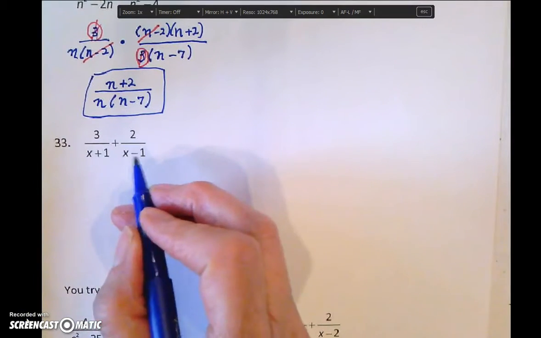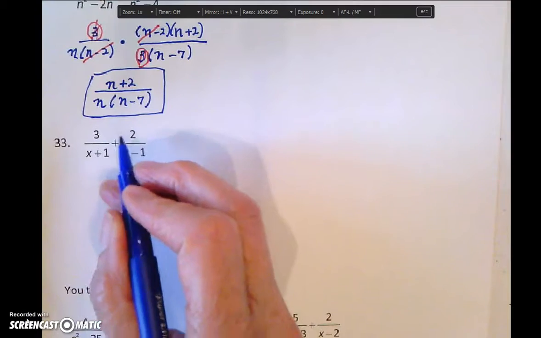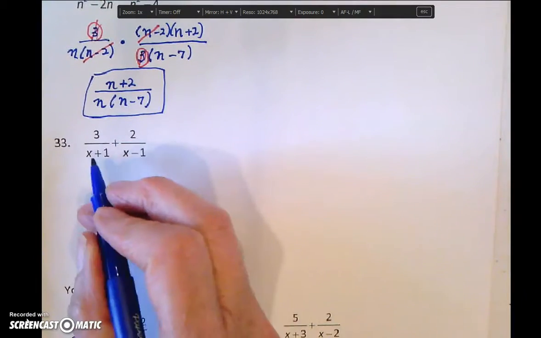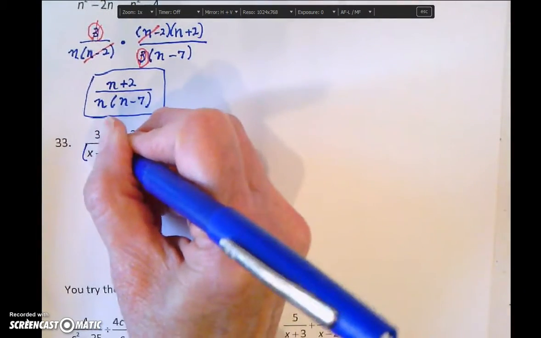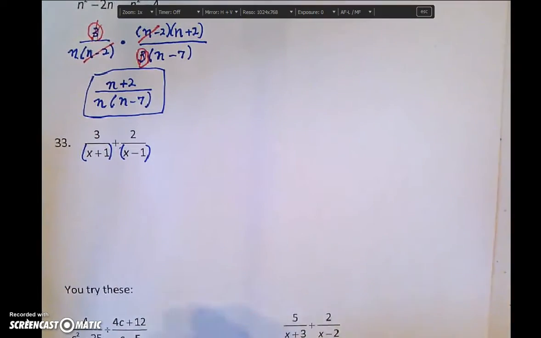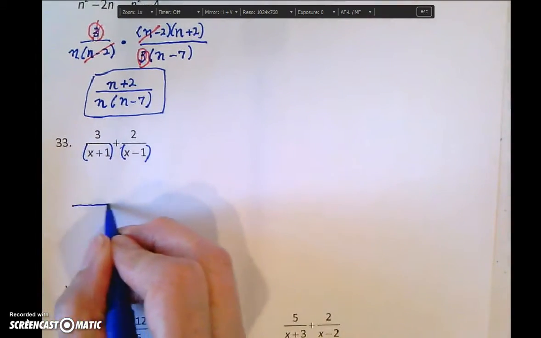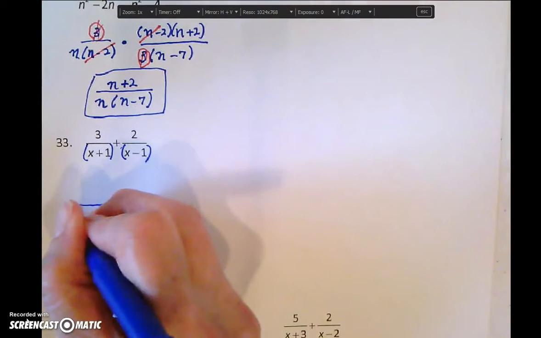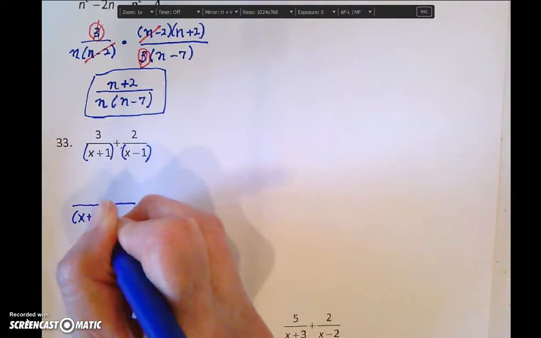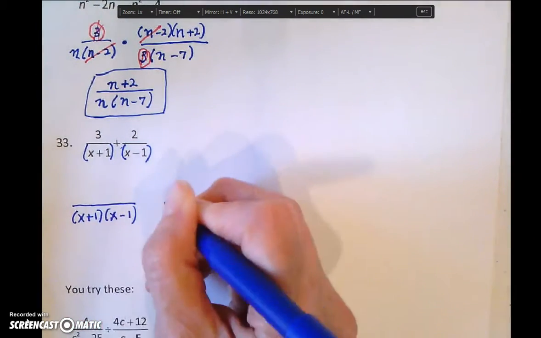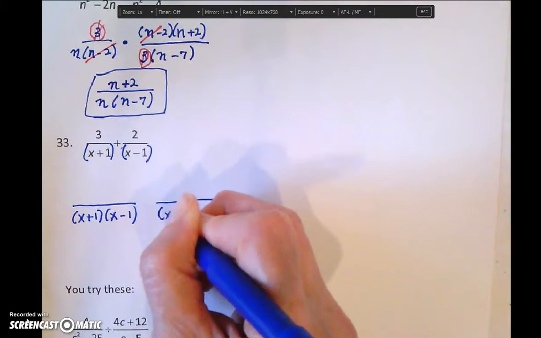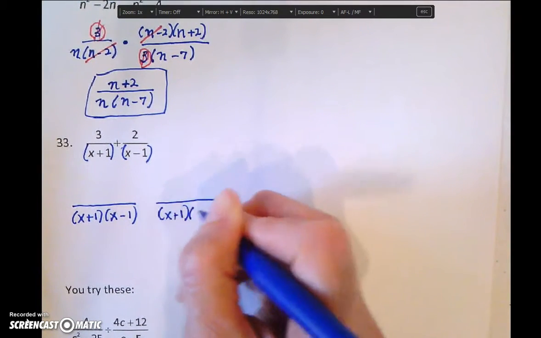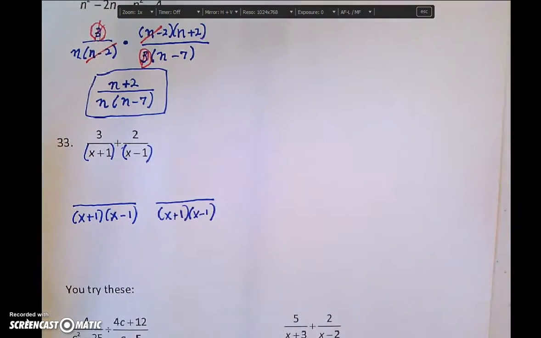When adding fractions, you need a common denominator. So here we're doing addition. And to get a common denominator, remember these are grouped there. And so my new denominator will be made up of a product of those. So x plus 1 times x minus 1 will be my new denominator. X plus 1, x minus 1.